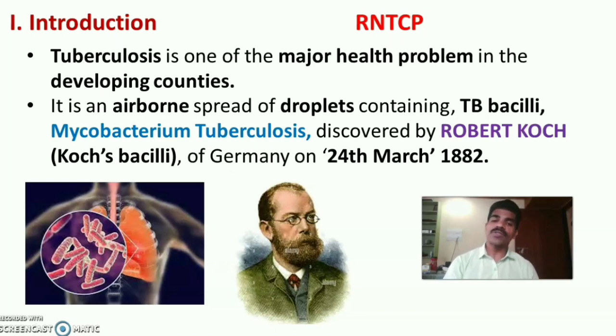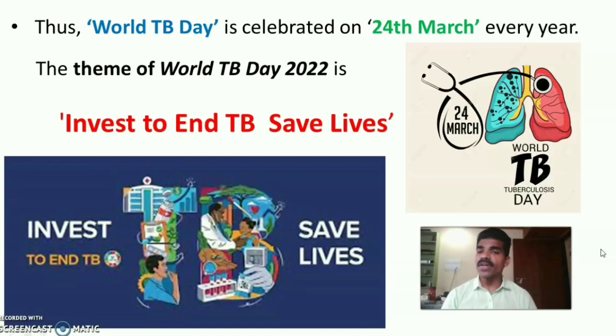So Mycobacterium tuberculosis was discovered by Robert Koch of Germany on 24th March 1882. This bacillus, the TB bacillus, is also known as Koch's bacillus, as it was discovered by Robert Koch. World TB Day is celebrated on 24th March every year. As it was discovered by Robert Koch on 24th March, that is the day every year to celebrate World TB Day.